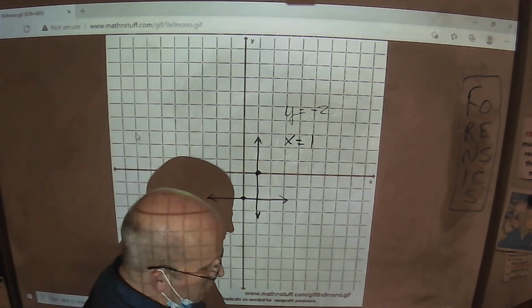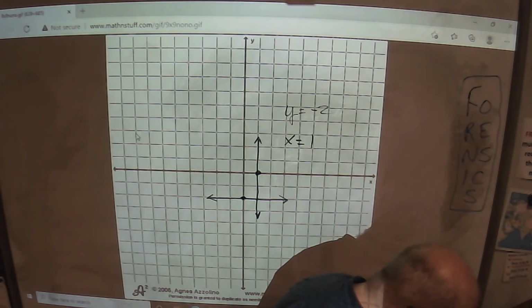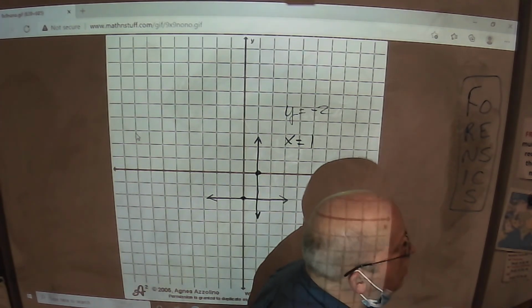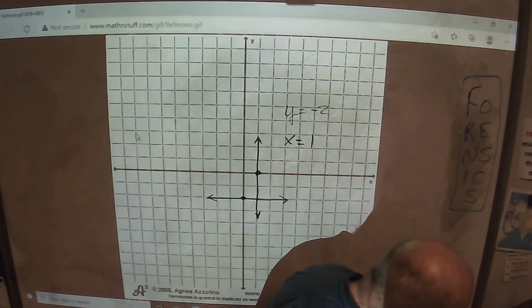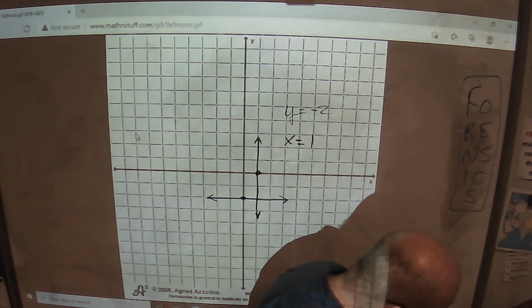Okay, those are problems similar to example 5. I think we're going to stop it right there. Okay.